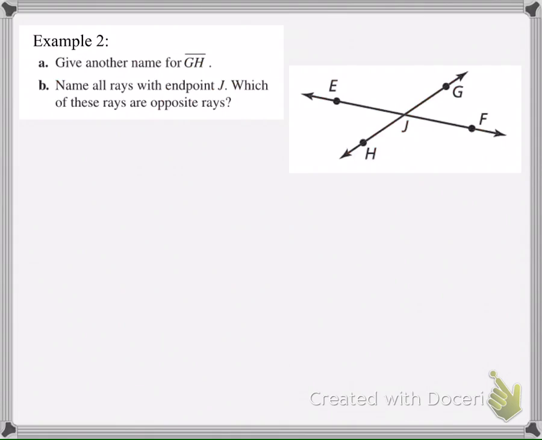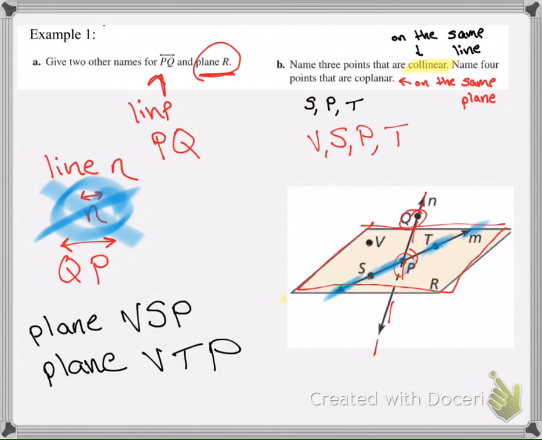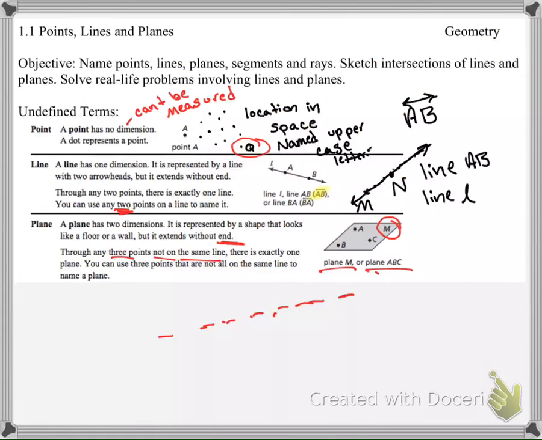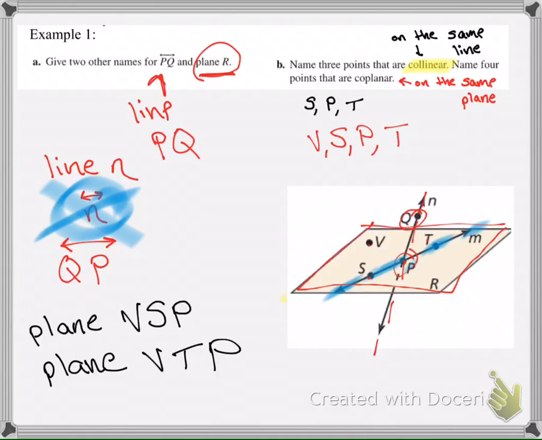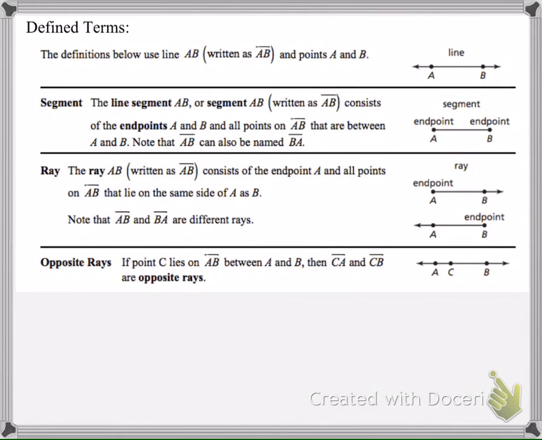All right, next, example 2. Give another name for, wait, do we not talk about segments? No, we didn't. Let's go ahead and let's add that. Did I forget that? Just a second. Okay, this is what I was looking for, our definitions of segment, ray, and opposite rays.